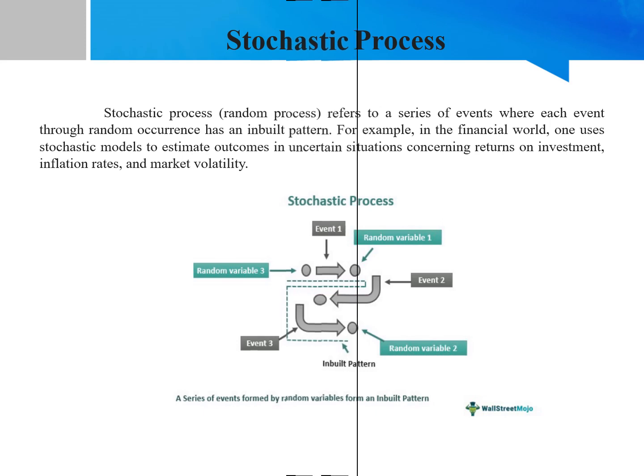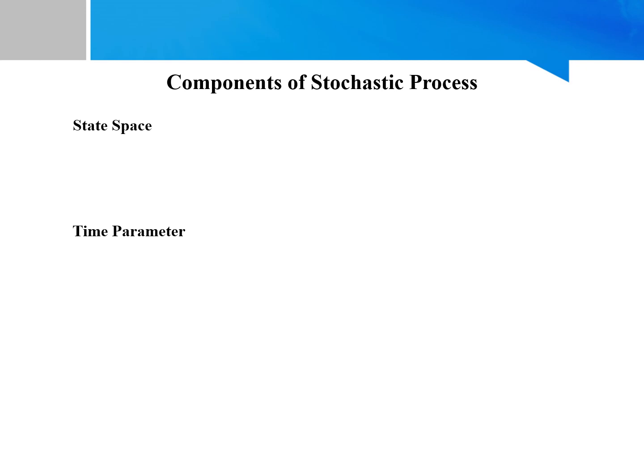So the next thing is the basic components of stochastic process. There are two important components of stochastic process. One is state space and another one is time parameter. What is state space? The state space can be further classified into two types: discrete state space and continuous state space. The time parameter is also divided into two types, that is discrete time parameter and continuous time parameter.